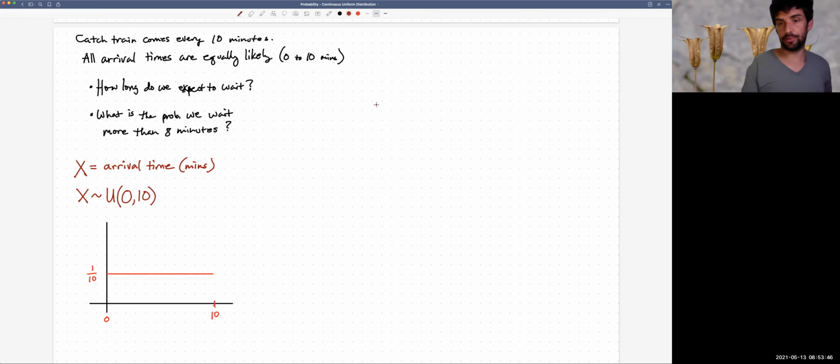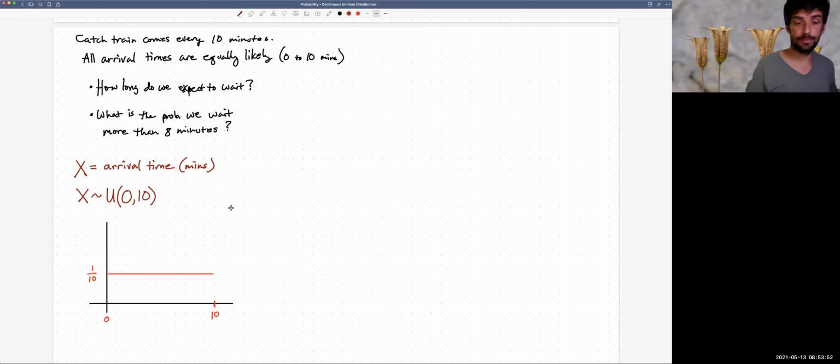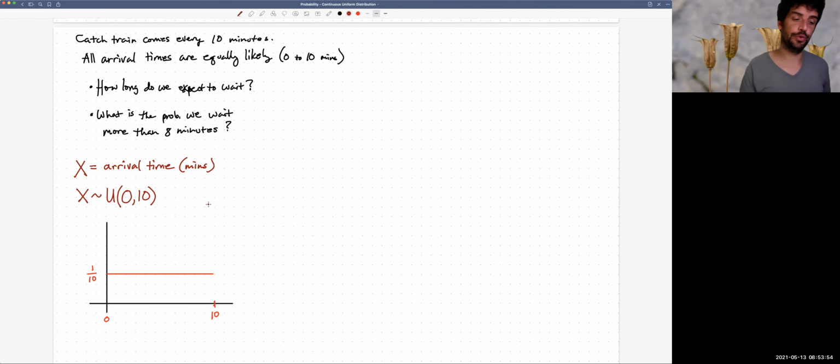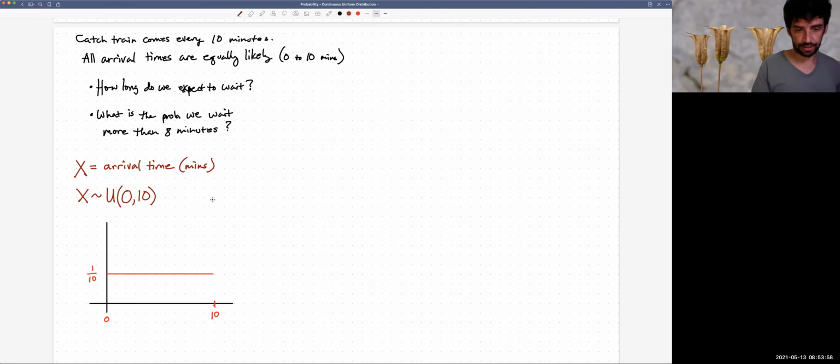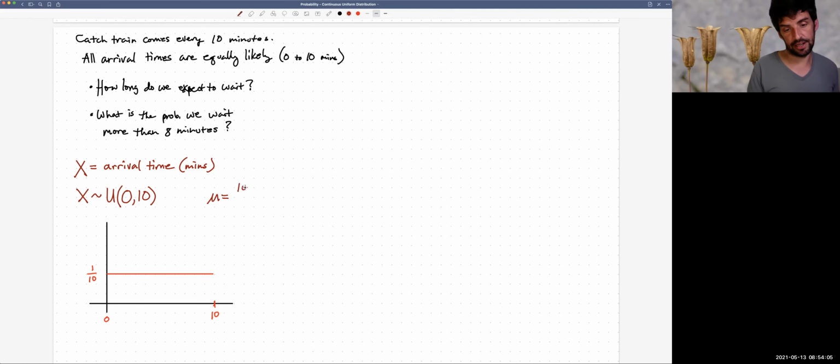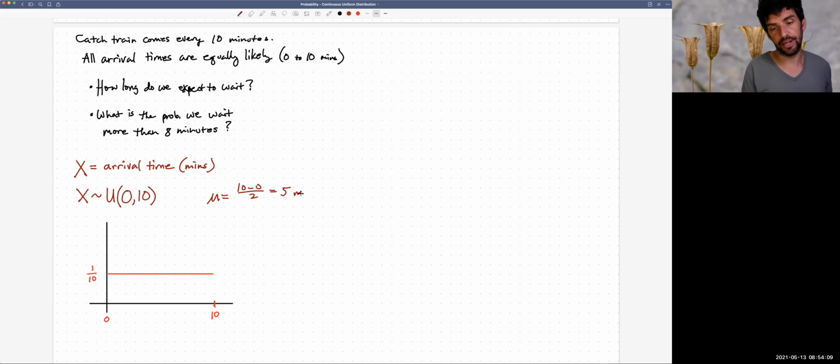So how long do we expect to wait? Well, that's one of the things we get from our uniform distribution for free. The expected value, or the mean, is going to be (10 - 0)/2 = 5 minutes, right?